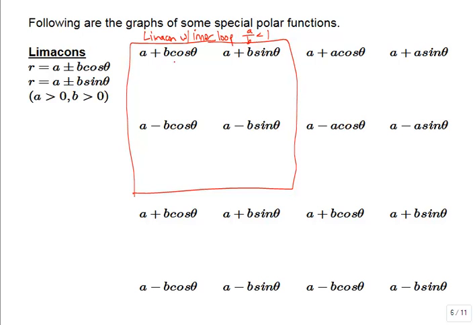Now if it's a cosine function that is in your equation, then this is going to be a limaçon that either points to the right or to the left. If it's a plus cosine, then it's going to be a limaçon that points to the right. And if it's a minus cosine, it's going to be a limaçon that points to the left. And these have an inner loop when that a divided by b is less than 1. So this is kind of what it looks like.